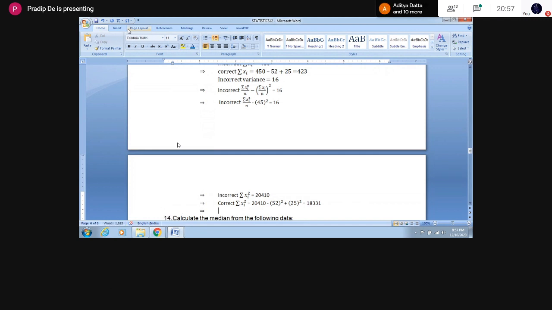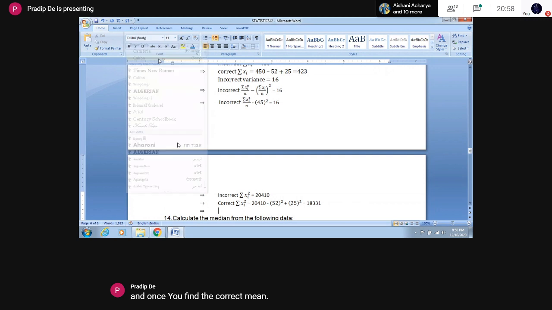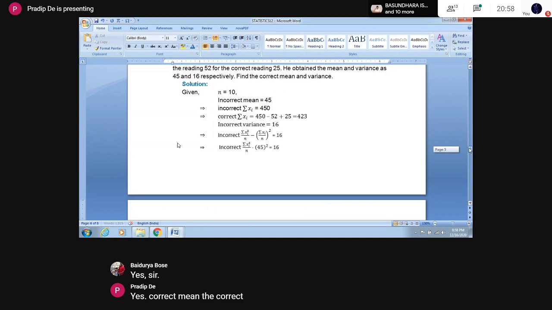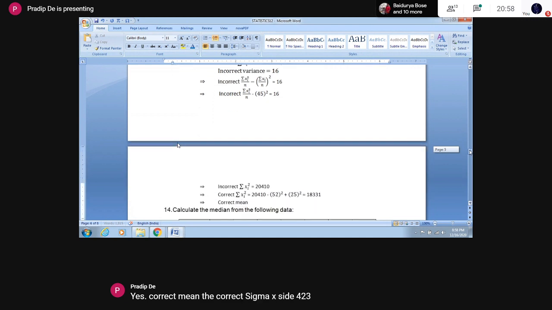Correct variance. So you find the correct mean. So now we'll use the correct mean and the correct variance. Correct mean. This is the correct sigma xi, 423.